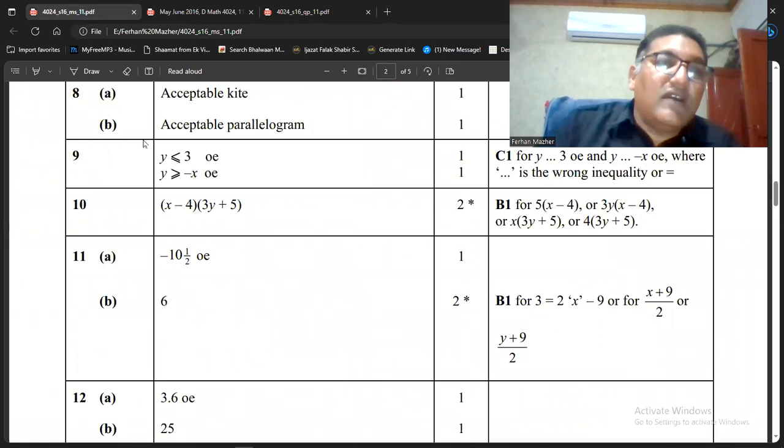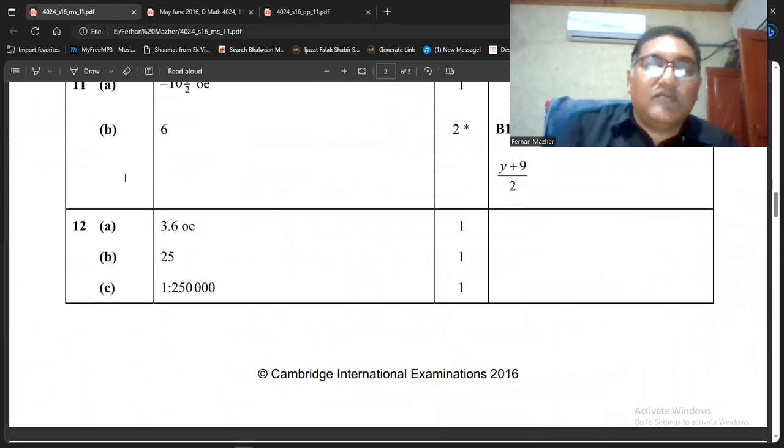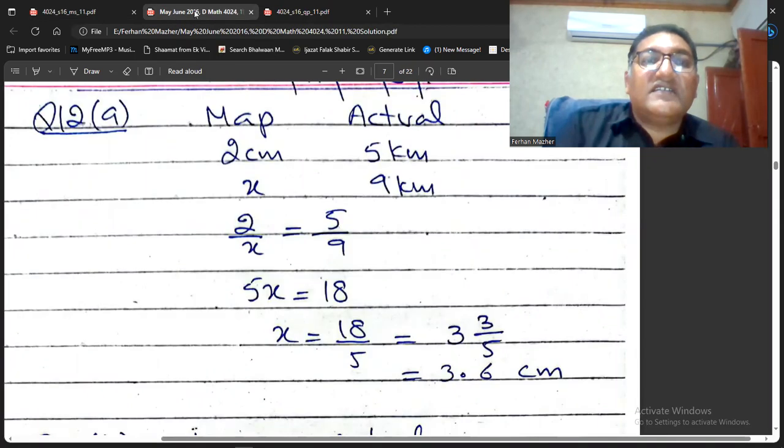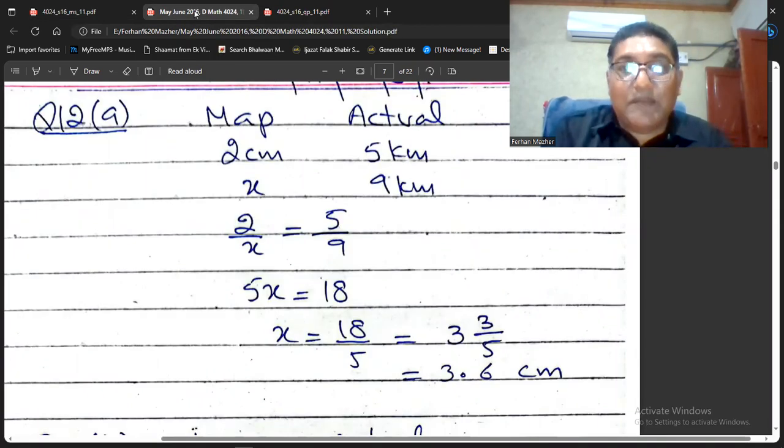Question number 12, A part: 3.6 centimeter. So our answer is right, sir. This is the solution of question number 12, A part.